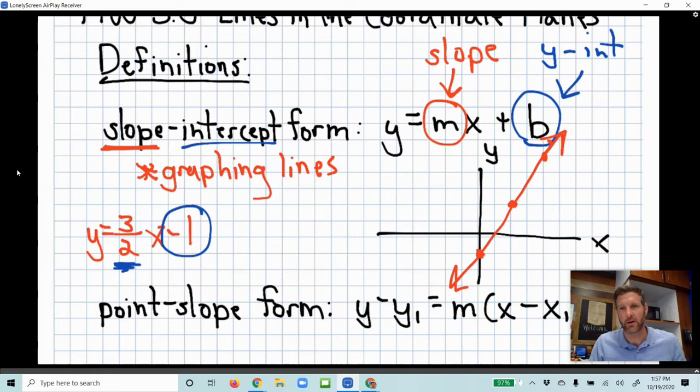For graphing, it's very, very easy if you know what the letters mean. Slope-intercept form is super valuable and super common, and you want to use it all the time because, again, it makes graphing very quick and easy.